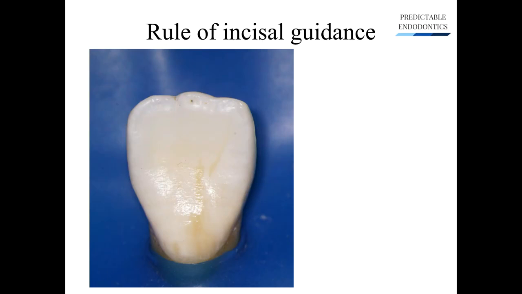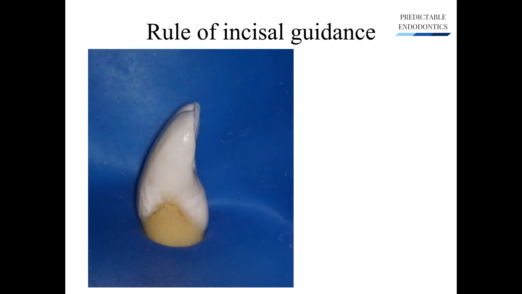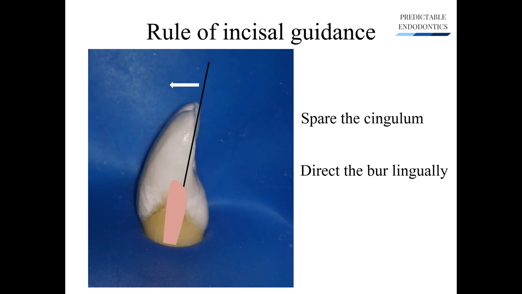So to do a proper access cavity preparation in an anterior tooth, draw an imaginary line above the cingulum, then another line at the middle incisal junction. A point that is present in the center between these two lines is where you have to initiate your access cavity preparation. So begin at this point, and as you gradually proceed, tilt the burr a little lingually and you're definitely going to drop into the pulp chamber. You really don't have to worry about perforating at all.